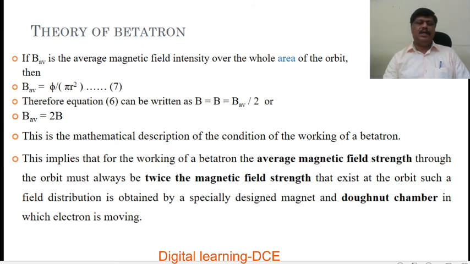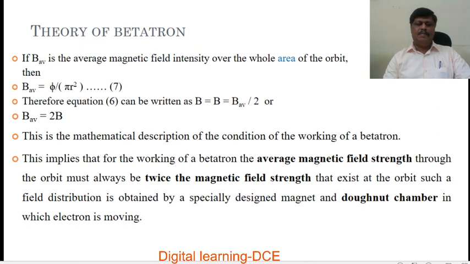That means B average is the average magnetic field over the plane of the chamber, I mean the vacuum chamber, that is the Betatron, the plane of the donut shaped chamber, where B is the magnetic field at the orbit of the electron. So B average is equal to 2 times the magnetic field at the electron's orbit.